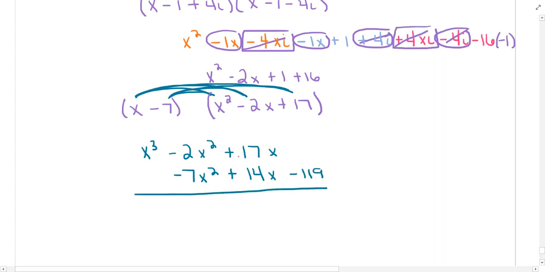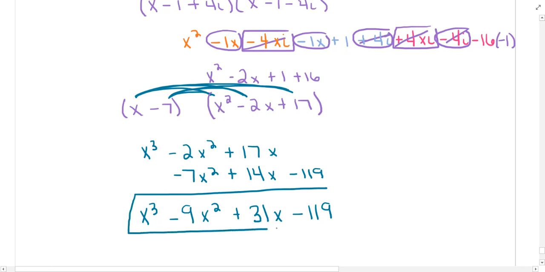Then let's add these together. We're going to have x cubed. Negative 2 minus 7 will give us negative 9x squared. 17 plus 14 should give us a 31x minus 119. So this should be your answer. We didn't have any other conditions.